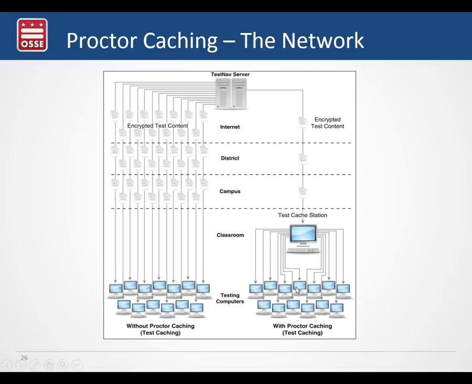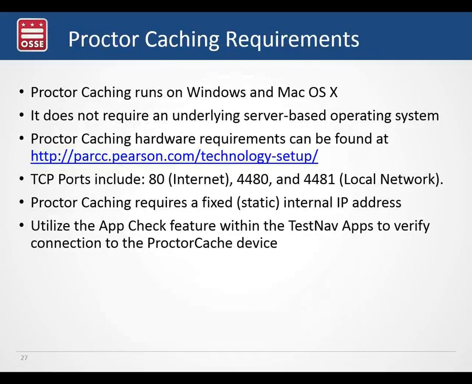And if you use Proctor caching, you can see that all that content then just goes to the cache station. And if it does not, it goes directly up to the TestNav server, pulling down each time. So just kind of a picture to think about and see the difference between caching and not caching the content prior to testing. Requirements for Proctor caching: it only runs on Windows or Mac.